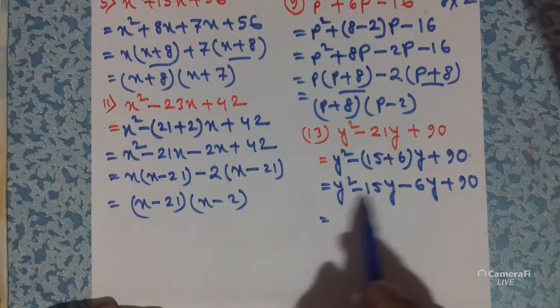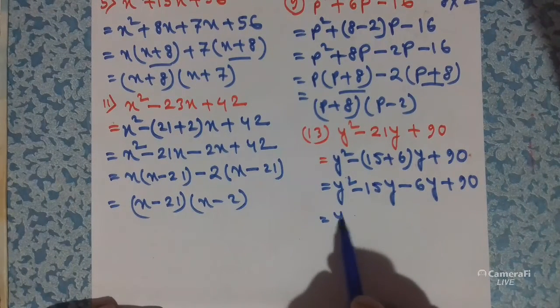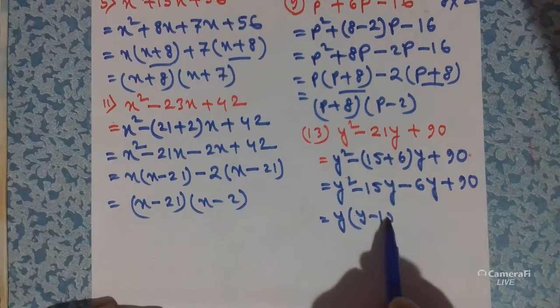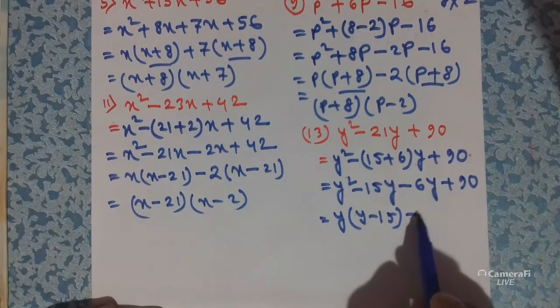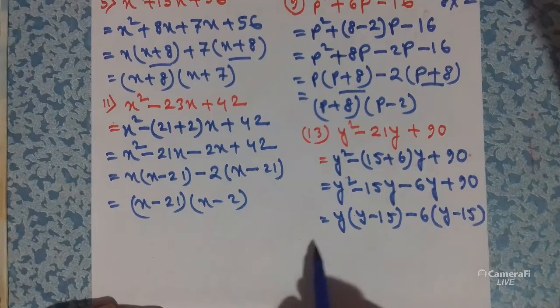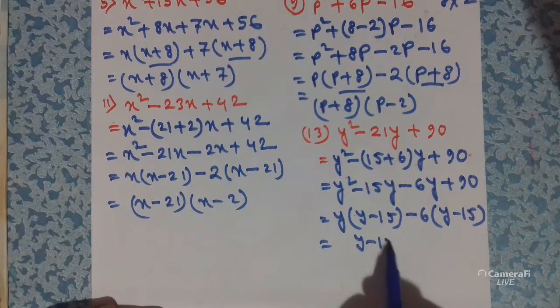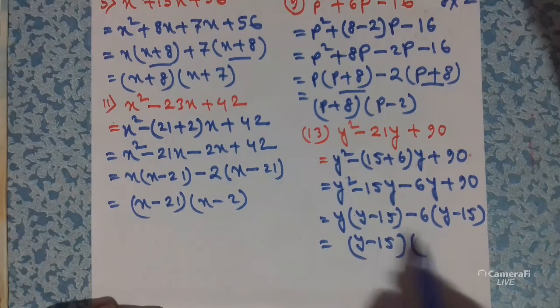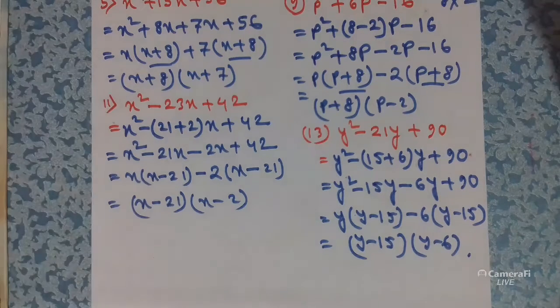Now from the first two terms we can take y as common, so y minus 15 will be left, and here minus 6 can be taken as common, so y minus 15 will be left. So again y minus 15 and here y minus 6. So y minus 15 and y minus 6 is the correct answer. Next problem.